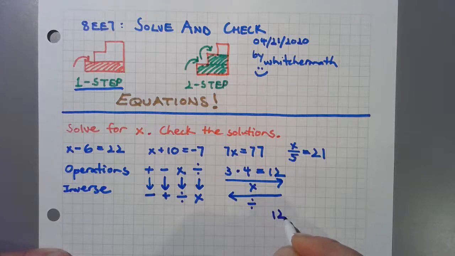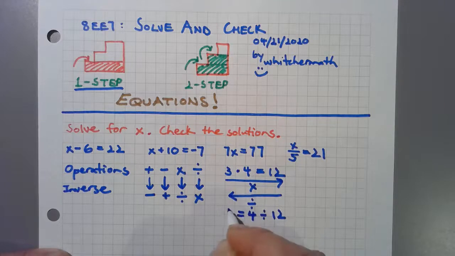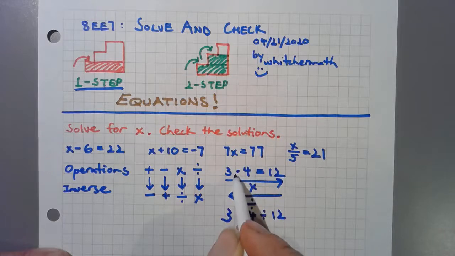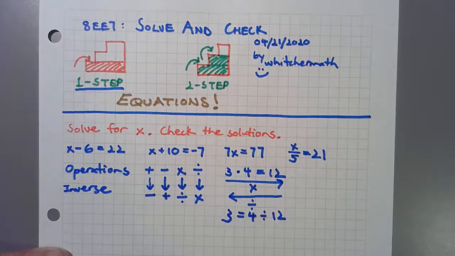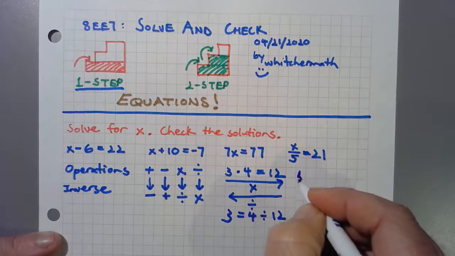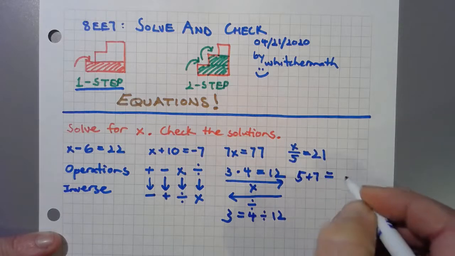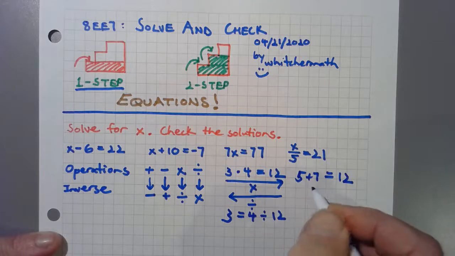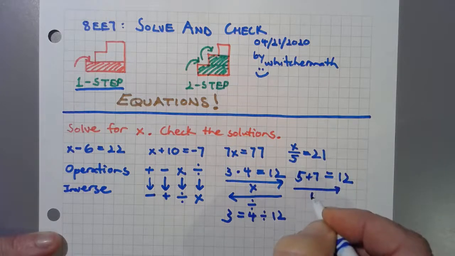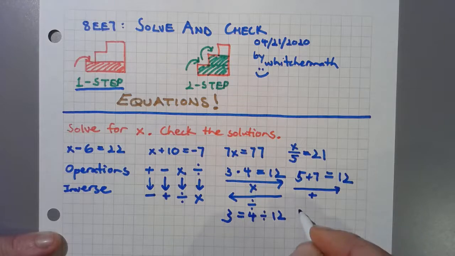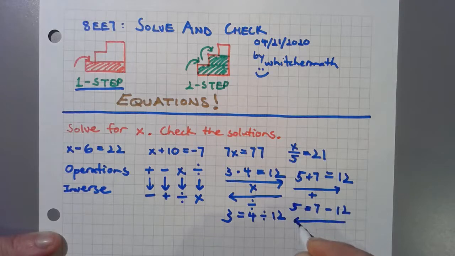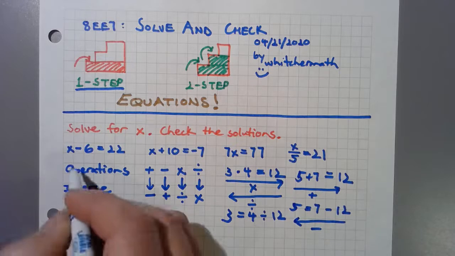So I can do 12 divided by 4 instead of writing an equal sign. I'm working backwards here. I think that's a better way to show it. We shift the equal sign over and we change the operation. Like if I did 5 plus 7, that's 12. I added to go this way, and 12 minus 7 equals 5, to get back to where I started. Inverse operations.